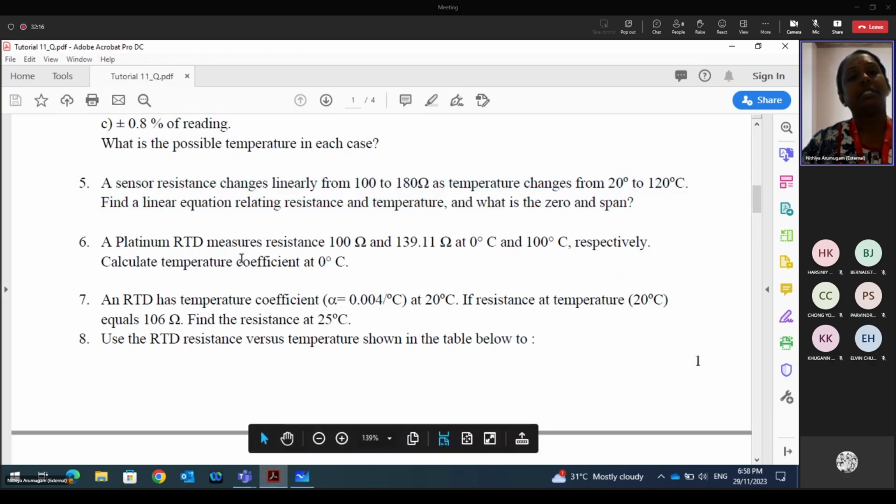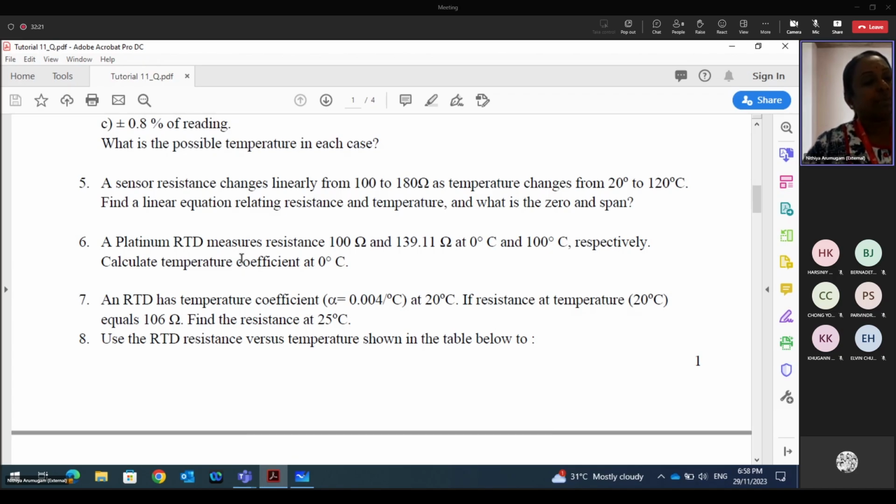Question number 6. We have a platinum resistance temperature detector that measures resistance 100 ohm and 139.11 ohm at 0 and 100 degrees Celsius. So this is output and this is input. We need to find the temperature coefficient at 0 degrees Celsius, and this is about the resistance temperature detector, RTD.